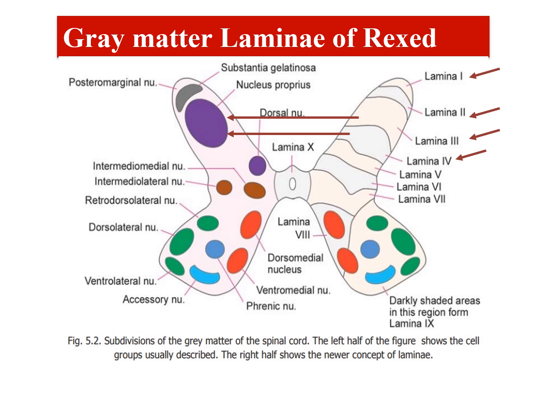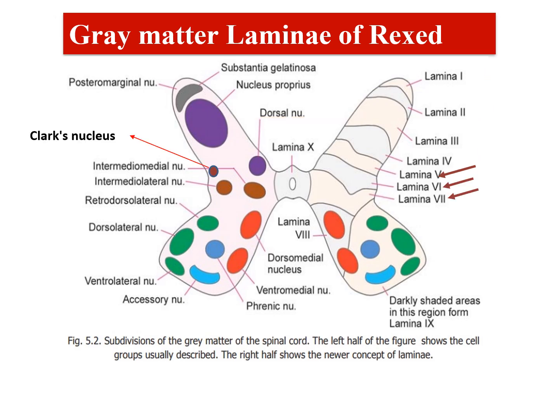Here we can see that the nucleus proprius or main sensory nucleus is labeled by two arrows. These arrows are coming from what? From lamina 3 and lamina 4. That means that nucleus proprius is present in two laminae, which are lamina 3 and lamina 4. Here we can see that Clark's nucleus is labeled by the red arrow. Here we can see the laminae also, and lamina 10 which is around the central canal as I mentioned before.